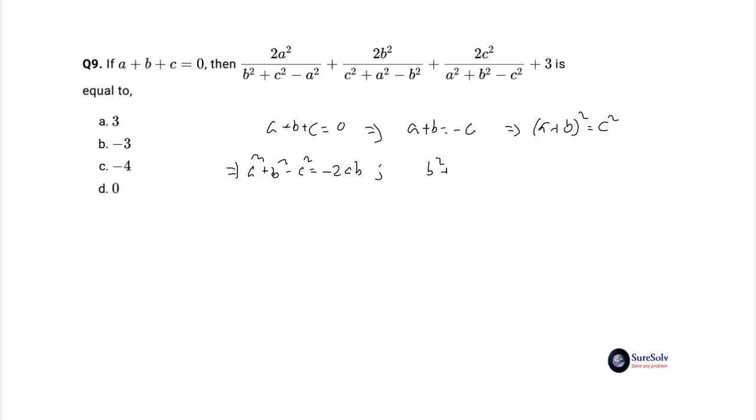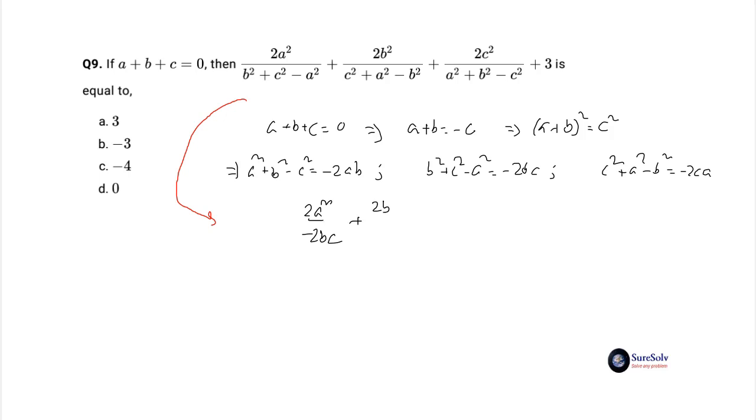Similarly, b square plus c square minus a square equal to minus 2bc, and c square plus a square minus b square equal to minus 2ca. Substituting in the given expression, you get 2a square by minus 2bc plus 2b square by minus 2ca plus 2c square by minus 2ab plus 3.